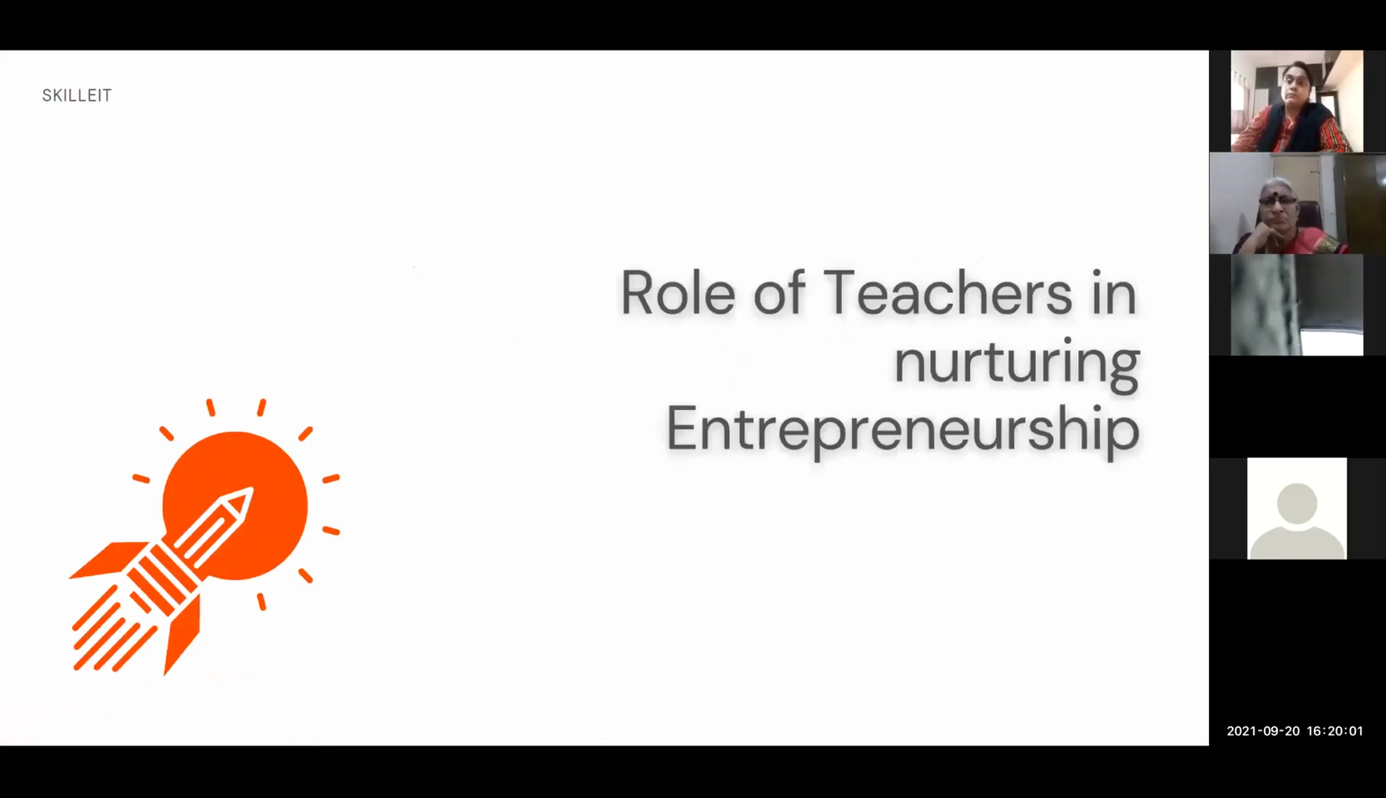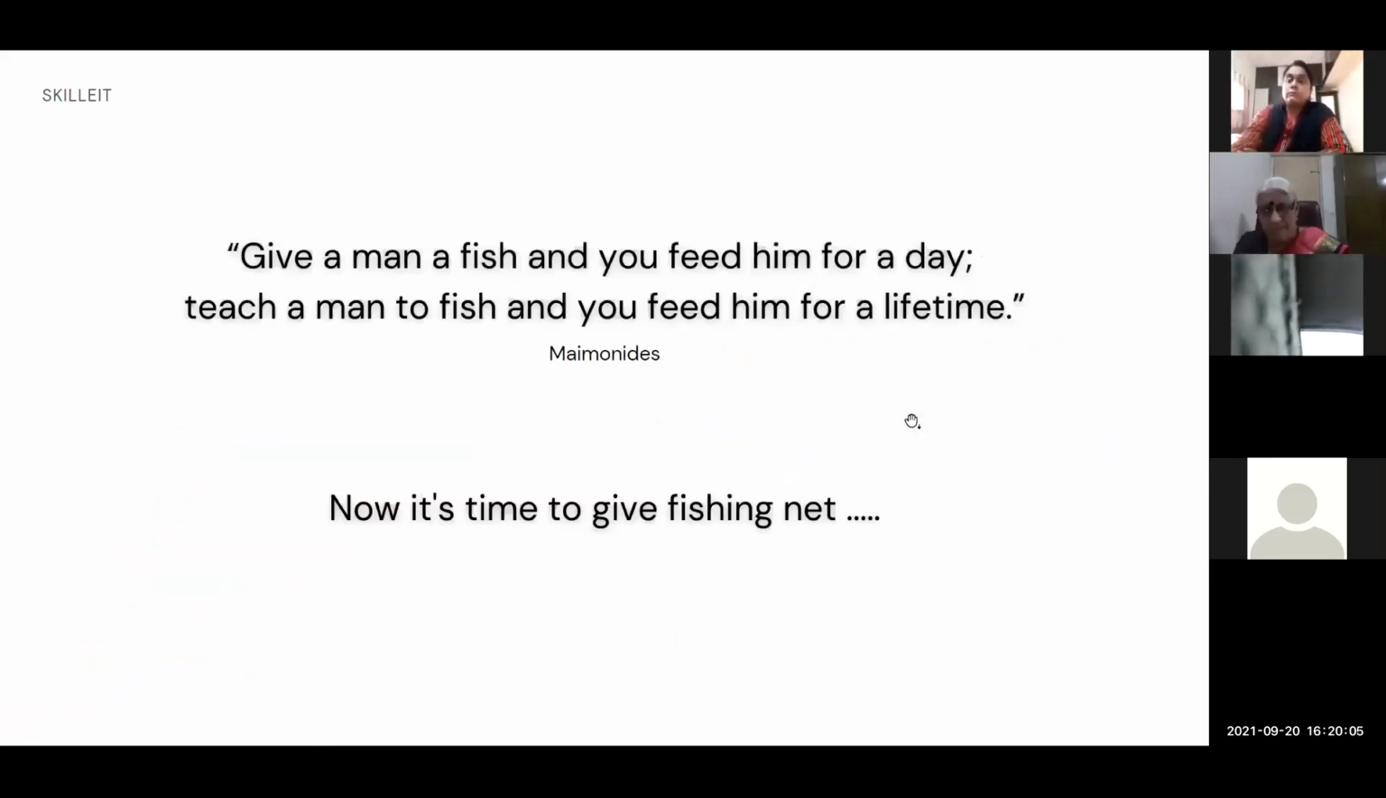And then the role of a teacher, how critical it is, and what the role of a teacher is. I think the entire thing will be recapped in this very, very simple quote. Everyone knows, give a man a fish, you feed him for a day. Teach him fishing, you feed him for a lifetime. That's okay. That was an old time.